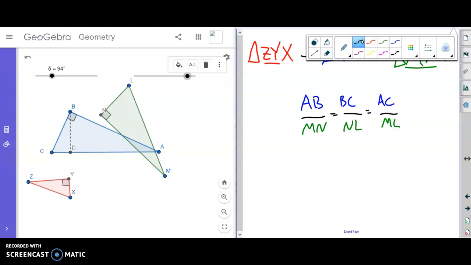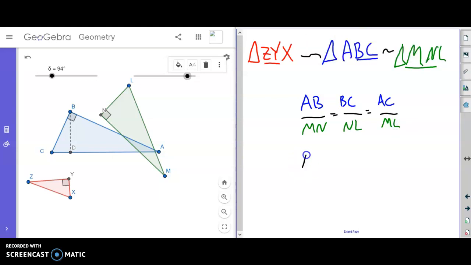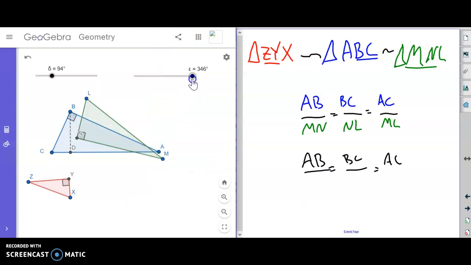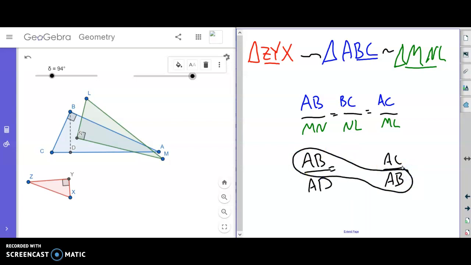So now let's go all the way to our right triangle, our blue right triangles. We have AB equals BC equals AC. But then let's look at what each of these are. So MN, if I put it right in there, is AD. BC, I'm sorry, NL is BD. And if you look at my ML, it is my AB. Look at where it is in this one. We still have that geometric mean. Now, if we get rid of this, our geometric mean is right here.